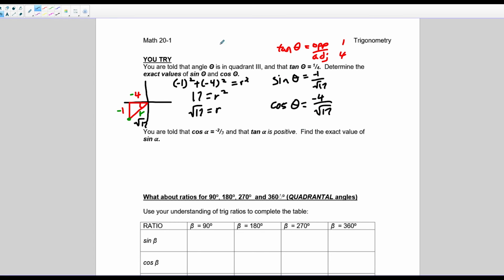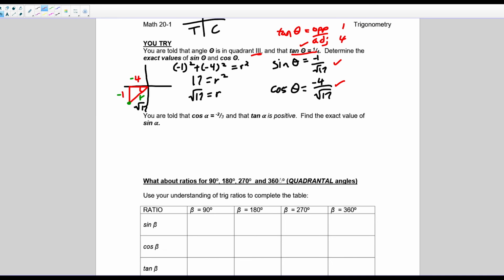Now, once again, if we refer back to our CAST rule, we can see here that in quadrant number 3, tangent is positive, which is true. We know that sine and cosine have to be negative, which we know is also true from what we have gathered. In this next example, we have cosine of alpha is equal to -2/3, and tangent of alpha is positive.